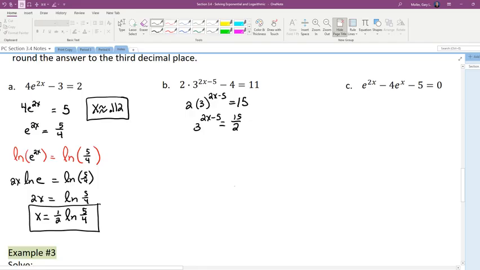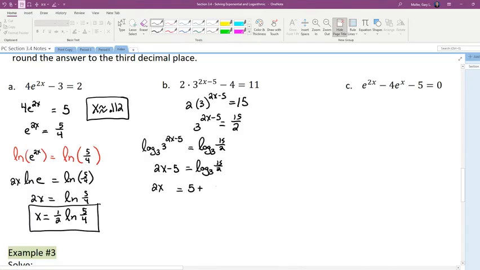So let's approach this two ways just to illustrate what can happen. I'll use log base 3 first. I'm going to take log base 3 of 3 to the 2x minus 5 equals log base 3 of 15 halves. The 2x minus 5 comes down in front, and log base 3 of 3 is 1. Or in other words, it cancels out and I get 2x minus 5. I'm now going to add 5.